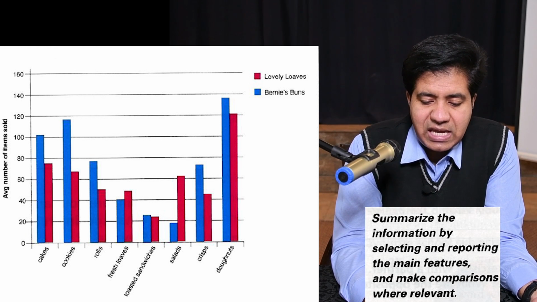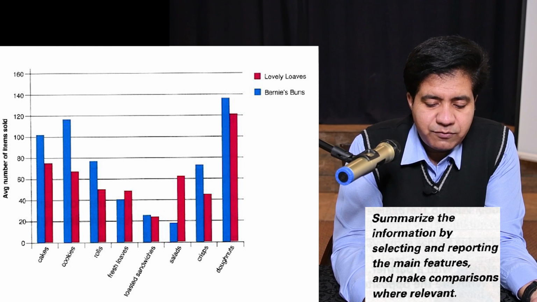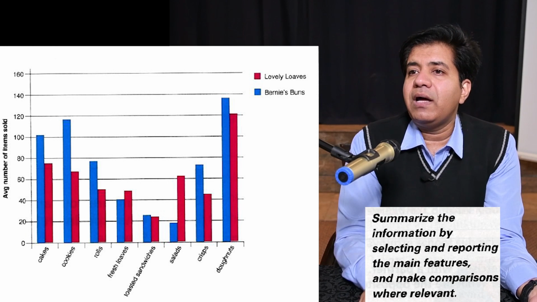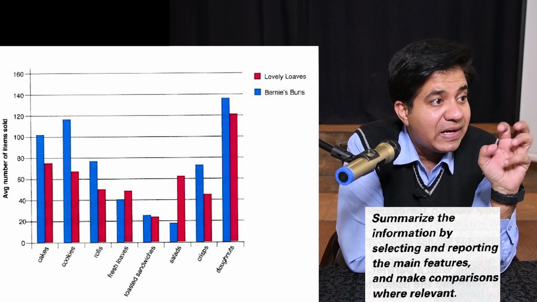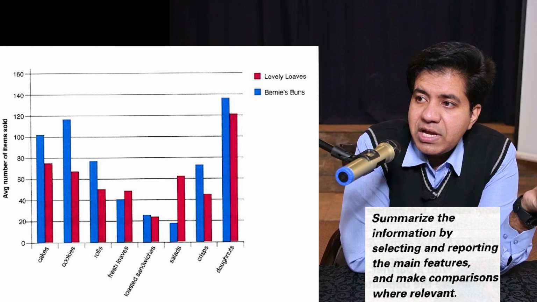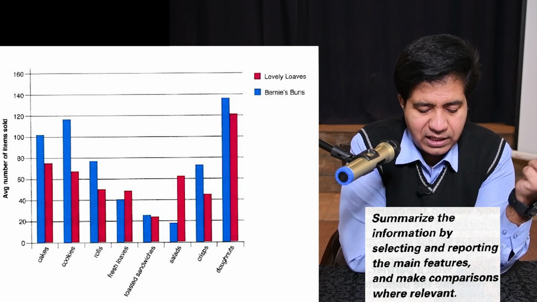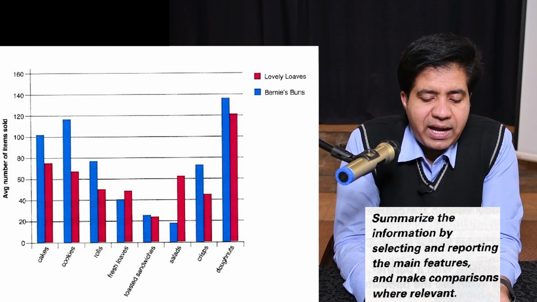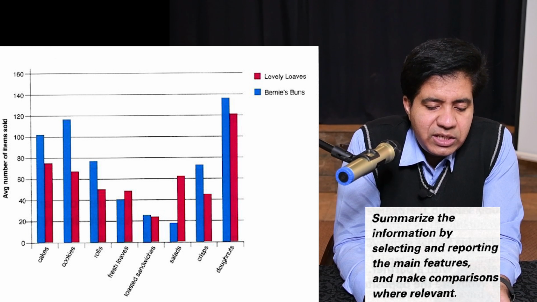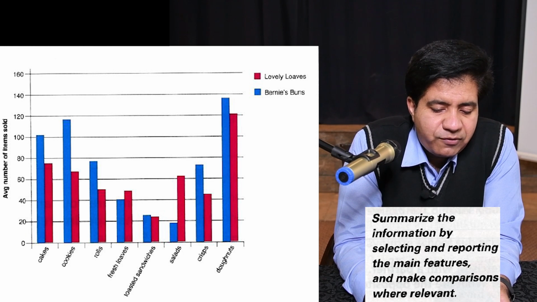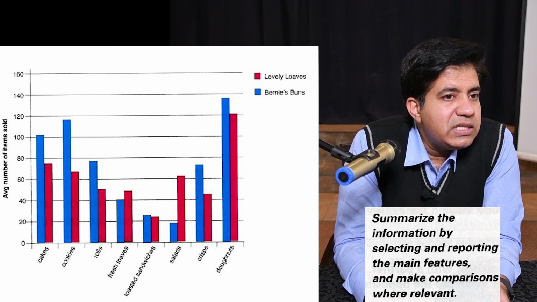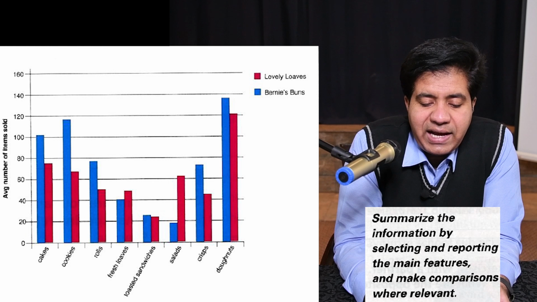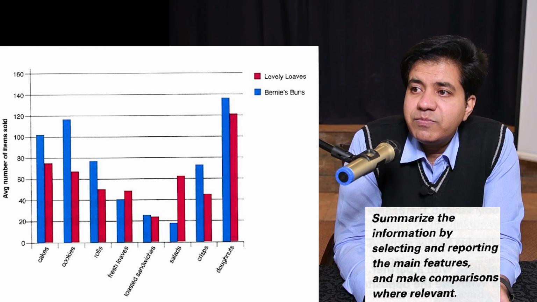Now, you can see here, we've got 2 bars. One bar is for Lovely Loaves and one bar is for Bernie's Buns. In actual IELTS test, they will give you all these charts in color. So, you can easily read, easily identify and all that. Okay, now if we take a look at this on y-axis, you can see we've got number from 0 to 160. Can you see that? 0 to 160, and that is average number of items sold.